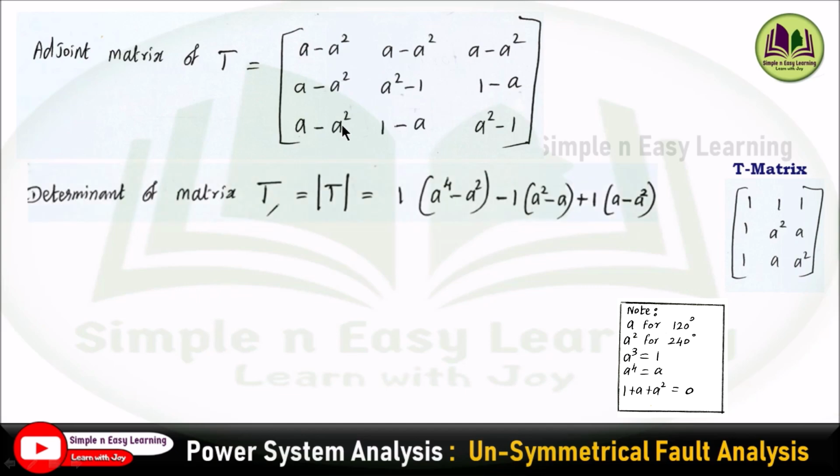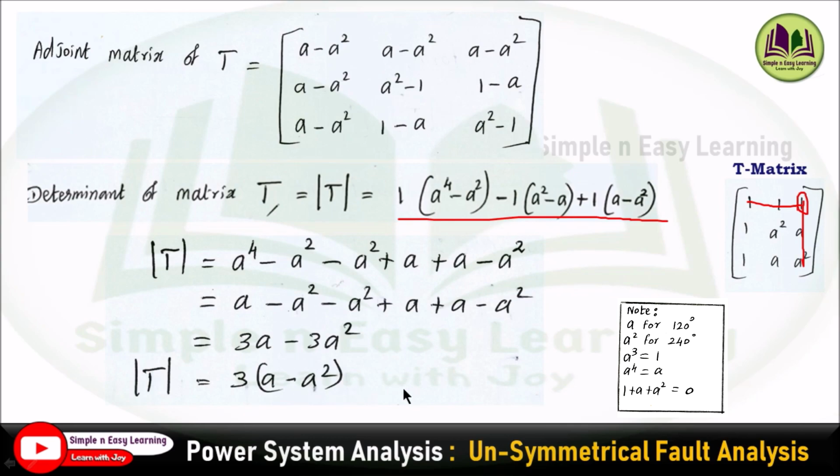Now we need to find the determinant of matrix T. So the determinant value from the T matrix you can find: 1 into A square minus A into A, that is A square into A square, A power 4, minus A square, and the second term is minus 1 into A square minus A, and the third term 1 into A minus A square. So normal determinant calculation we are doing, and you will be getting the value as 3 into A minus A square. Removing the bracket, we get A power 4 minus A square plus A minus A square. Instead of A power 4, you can substitute A, and A square keep as it is, and here you will see there are 3 A's. So 3A and minus 3A squares are there. Taking 3 common, it becomes 3 into A minus A square. So this is your determinant of the matrix T.